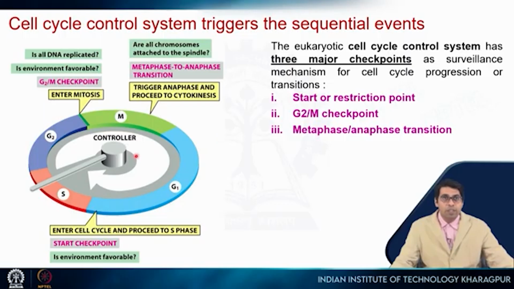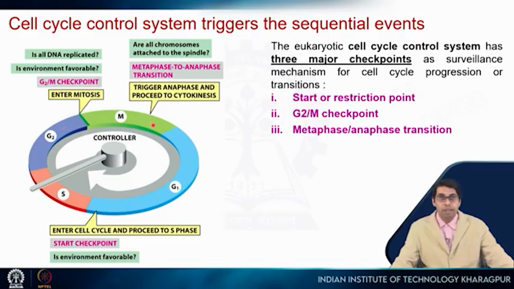It turns out that there are three major checkpoints. The first one is the start or restriction point, right. So, the start or restriction point is here. After G1, the cell decides, is the environment favorable, do I have enough material to replicate DNA, because the DNA amount will double in the S phase. Then there is the G2/M checkpoint, between the G2 phase and the M phase. The cell has to decide if all the DNA is replicated, is the environment favorable, is all the machinery there, so that now it can enter the M phase.